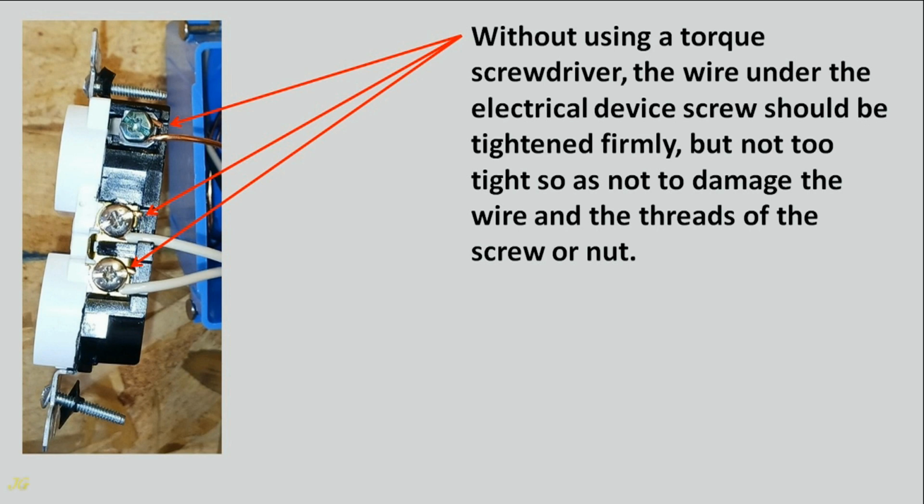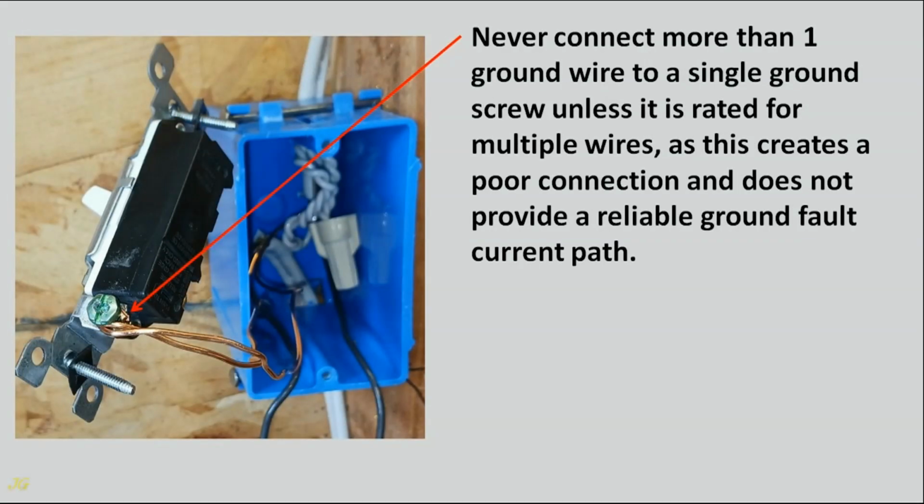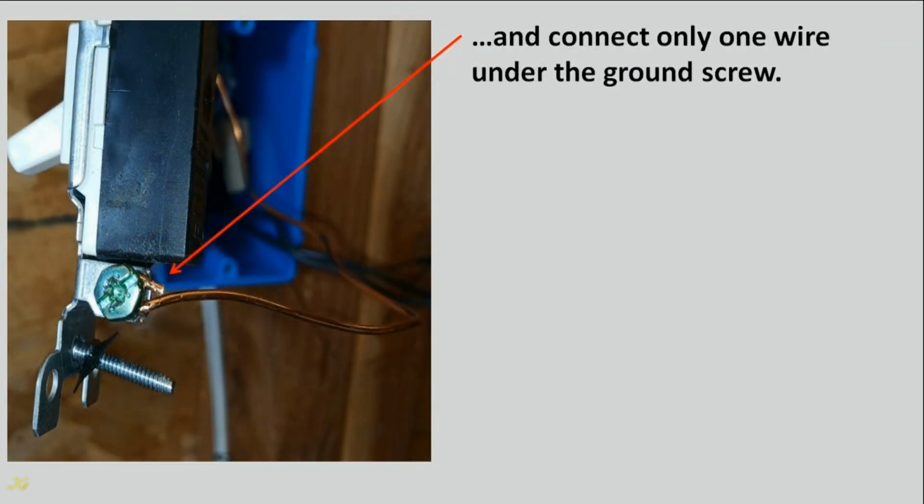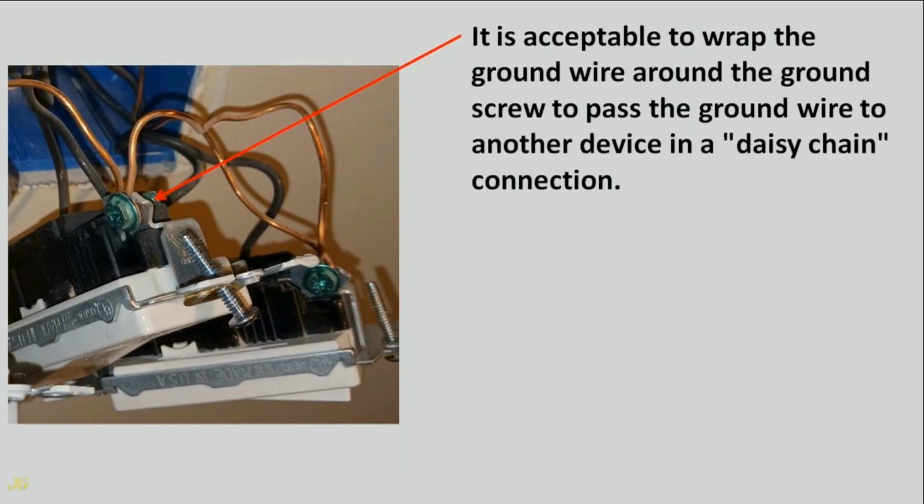Without using a torque screwdriver, the wire under the electrical device screw should be tightened firmly, but not too tight, so as not to damage the wire and the threads of the screw or nut. Never connect more than one ground wire to a single ground screw unless it is rated for multiple wires, as this creates a poor connection and does not provide a reliable ground fault current path. Instead, splice all ground wires together and connect only one wire under the ground screw. It is acceptable to wrap the ground wire around the ground screw to pass the ground wire to another device in a daisy chain connection.